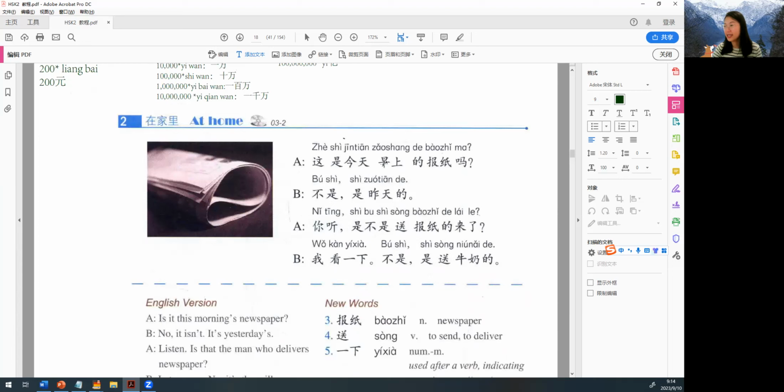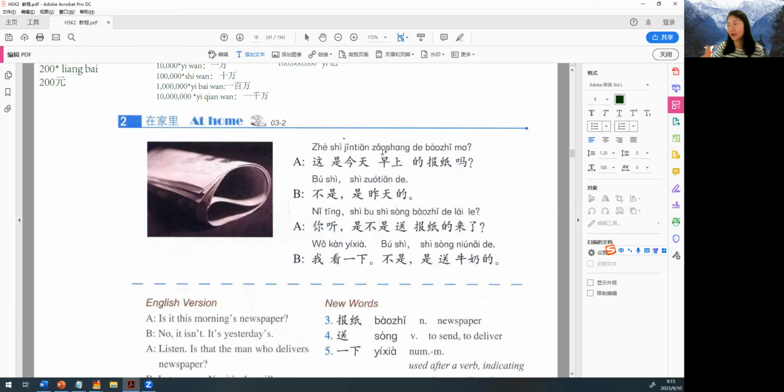So let's practice the text over here. Please follow me. 这是今天早上的报纸吗？不是，是昨天的。你听，是不是送报纸的来了？我看一下，不是，是送牛奶的。Right, some keywords there we can review. First is 今天, 昨天. 今天 is today, right? And what is 昨天? Correct, 昨天 is yesterday. And what is tomorrow? Probably you need to take a look at the notes before. Yes, tomorrow is 明天.